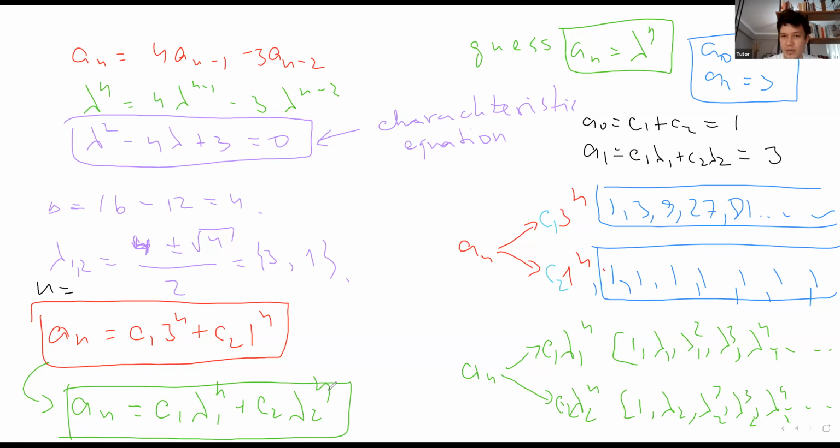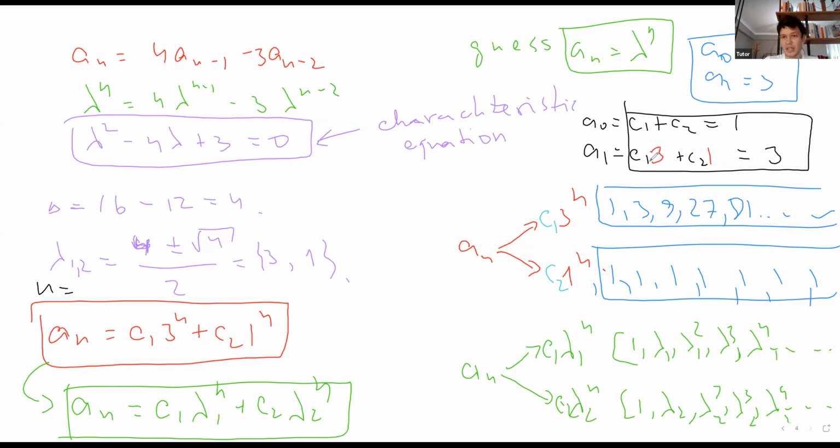This is equal to 3 in our case, right? So basically, what you want to do is solve this system of equations. Lambda 1 and lambda 2, you already know they're going to be 3 and 1. So instead of writing it like this, I can write 3 and 1 here if you wish. So 3 of this and 1 of this. Okay, so I got this.